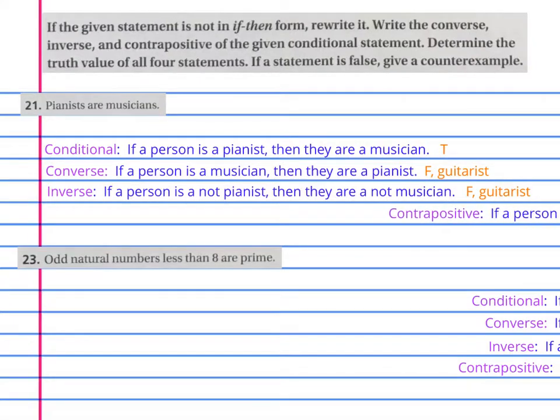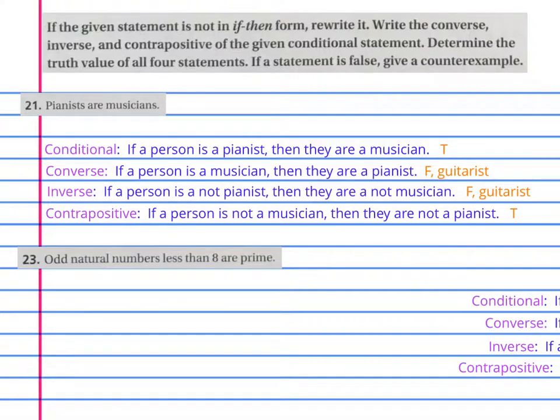The contrapositive, by the way, is reversing their position. Since person is a pianist is in front and musician is second, we'll now have musician first and pianist second, like the converse, but we now need to negate it as well. So instead of just switching position, we have to negate them. So if a person is not a musician, then they are not a pianist. Well, if you're not a musician at all, there's no way for you to be a certain type of musician, which a pianist is. So that's true: if a person is not a musician, they're not a pianist.